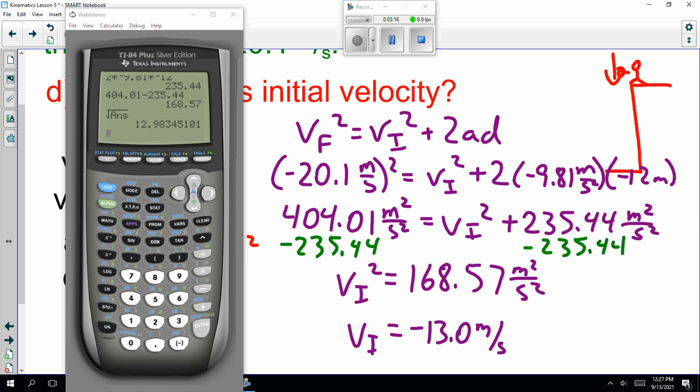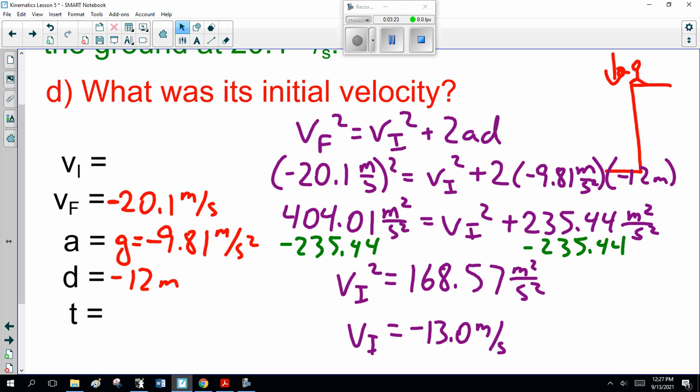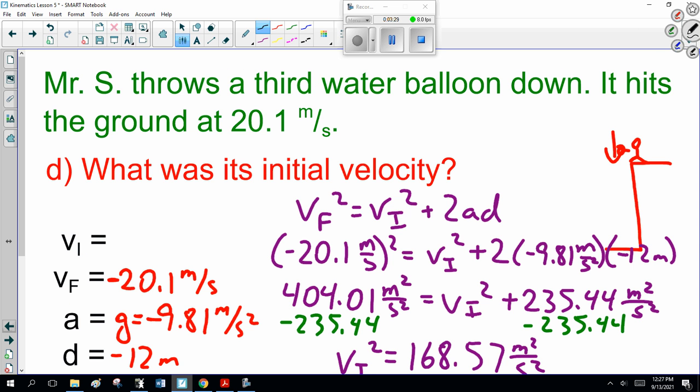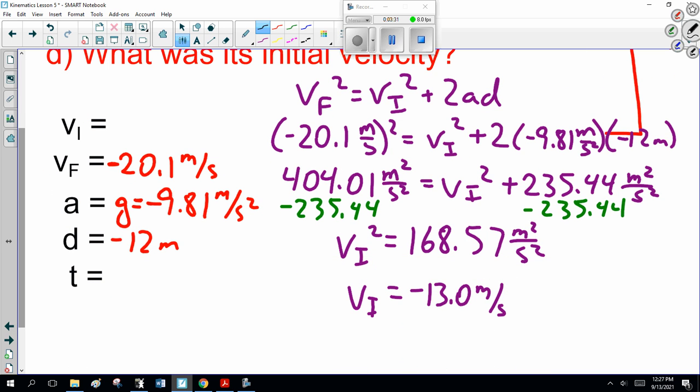Any questions so far? Well, good. Now, moving on. Two more questions and we're done. How long did it take to hit the ground? Well, this is the same question as back here. Minus 13.0 meters a second.